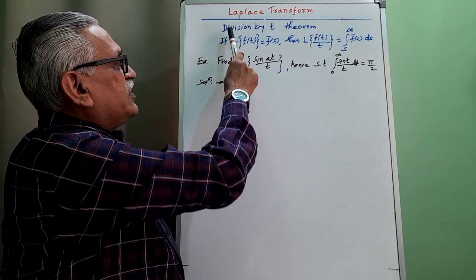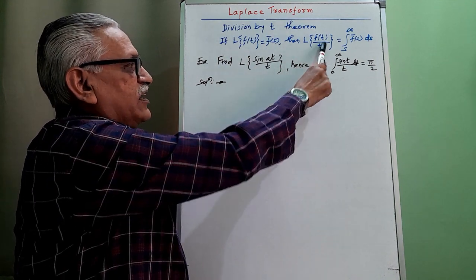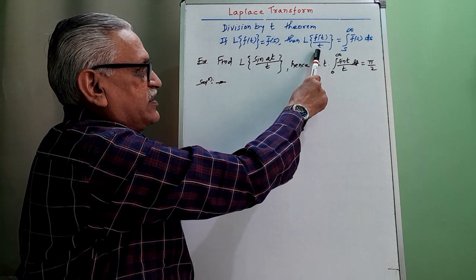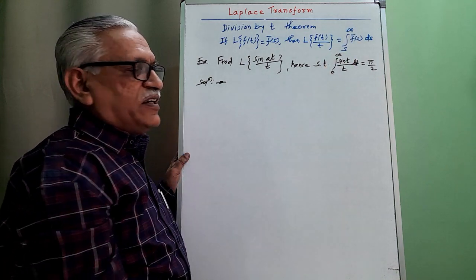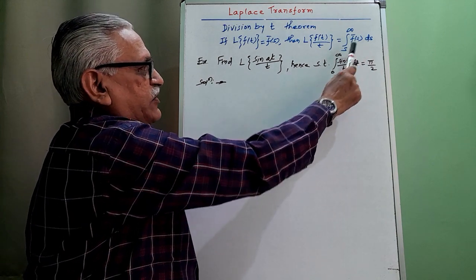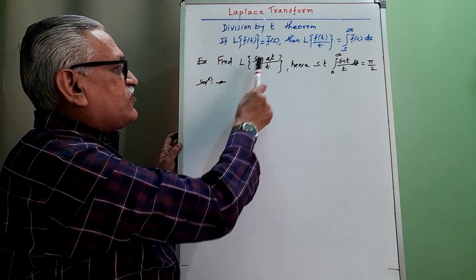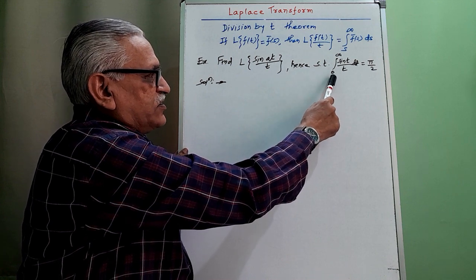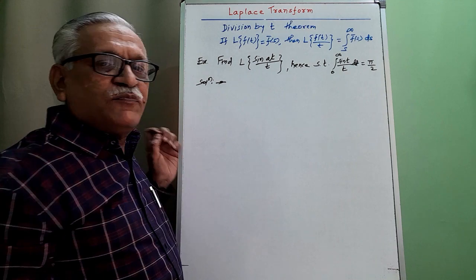Third theorem, division by t theorem. If Laplace of f of t is f bar of s, then Laplace transform of f of t divided by t is given by, or obtained by, integration of f bar of s with respect to s between the limit s to infinity. Example, find Laplace of sin at by t. Hence, show that integration between 0 to infinity of sin t by t dt is pi by 2.